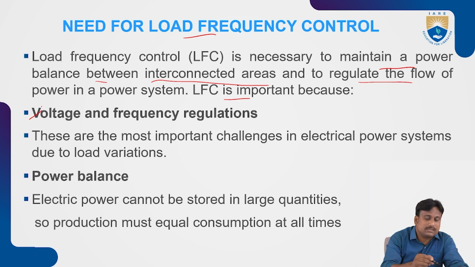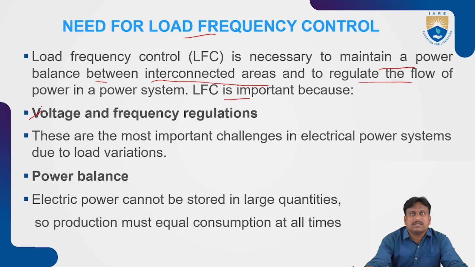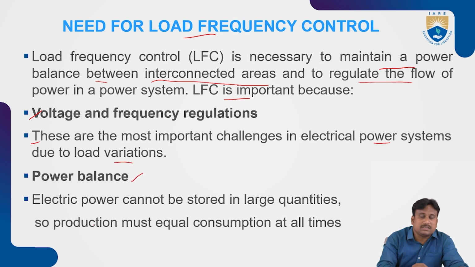The first reason is voltage and frequency regulation. These are the most important challenges in electrical power systems. This is due to the load variations, and power balance must be achieved in the power system network because electric power usually cannot be stored in large quantities. Only batteries can store it. So production must equal consumption at all times.